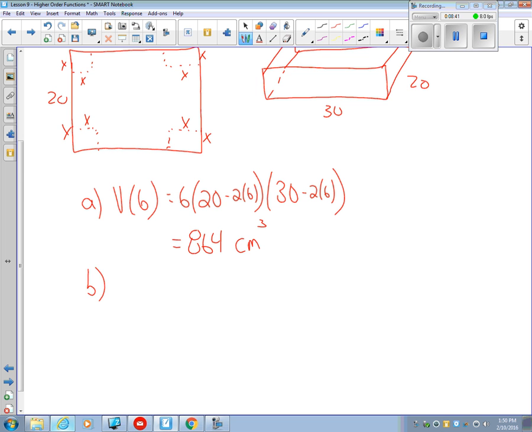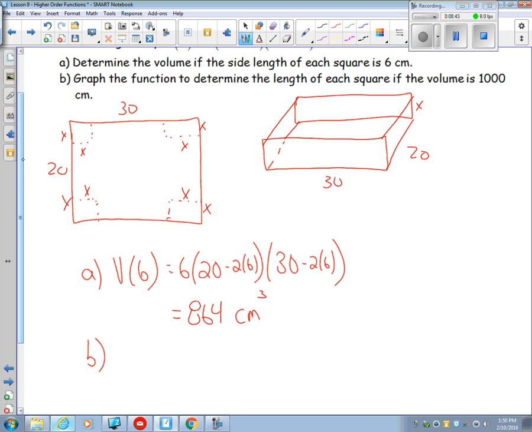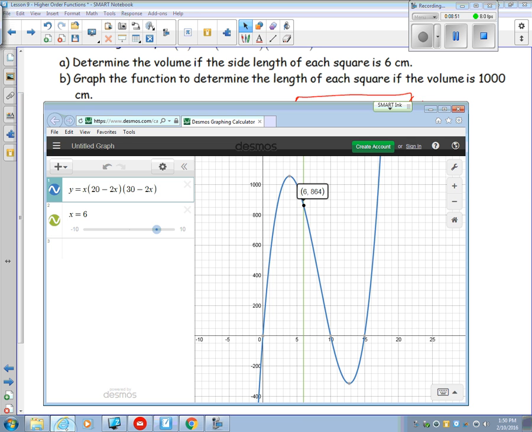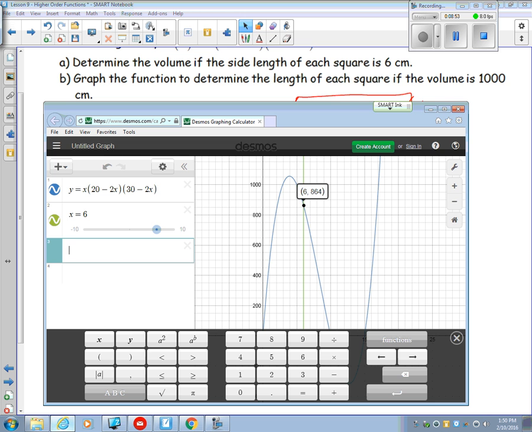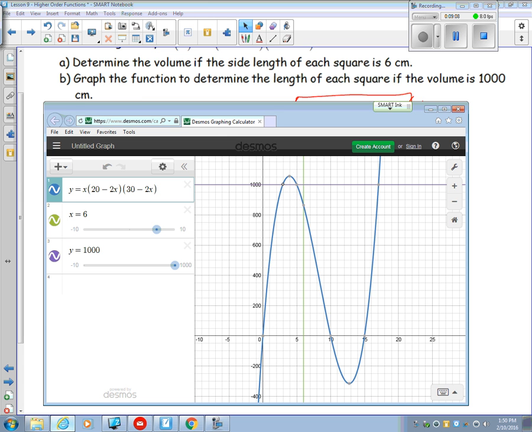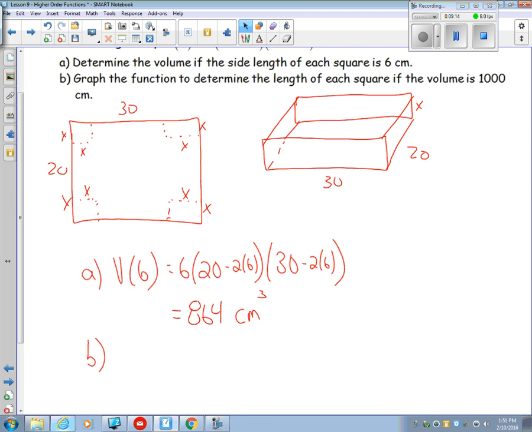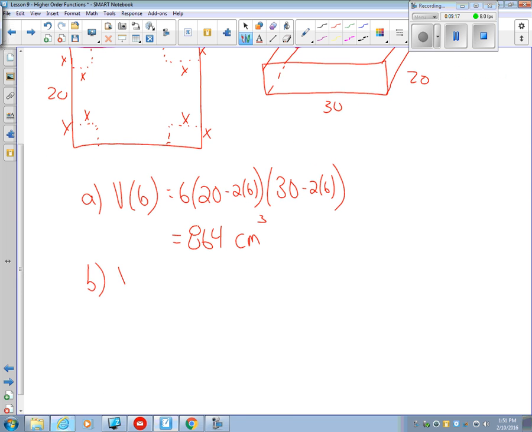All right, part B. Part B says, graph the function, determine the length of each square if the volume is 1,000. So this time I know the V part, or the Y part, is 1,000. Let's make Y 1,000. There's my V. What are the different X values I could have? If I look at this, there are actually 3 of them, right? There's this one up here, 2.929. We're going to write that one down: X equals 2.929.